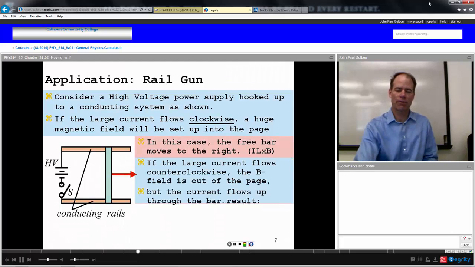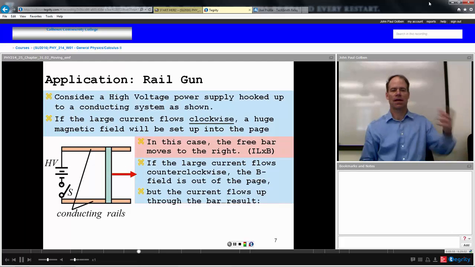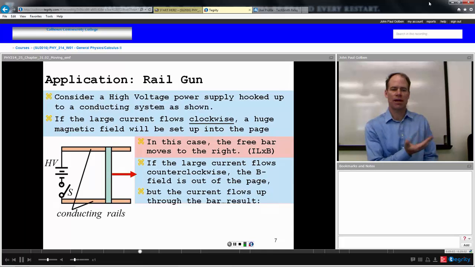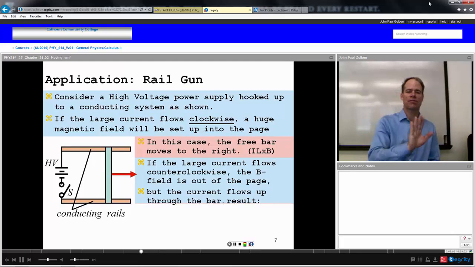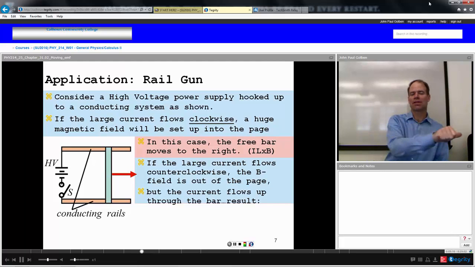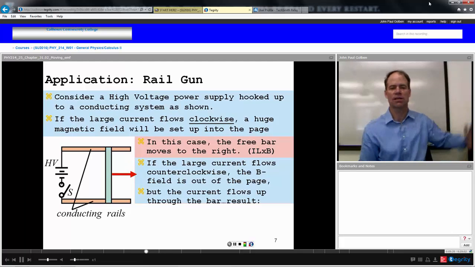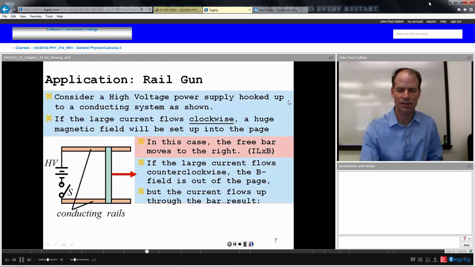Let's say we reverse that voltage, and we have the high voltage going the opposite direction, so the current is going up through that rail, and we have a large magnetic field coming out of the page towards you. If the current's going up and the field's going out of the page, this force is still going to the right. So whether we have a high voltage AC voltage, it doesn't matter which way it's going, it's going to force this rail to the right, and it's going to increase speed and accelerate and finally fling off the rails and possibly out into outer space.